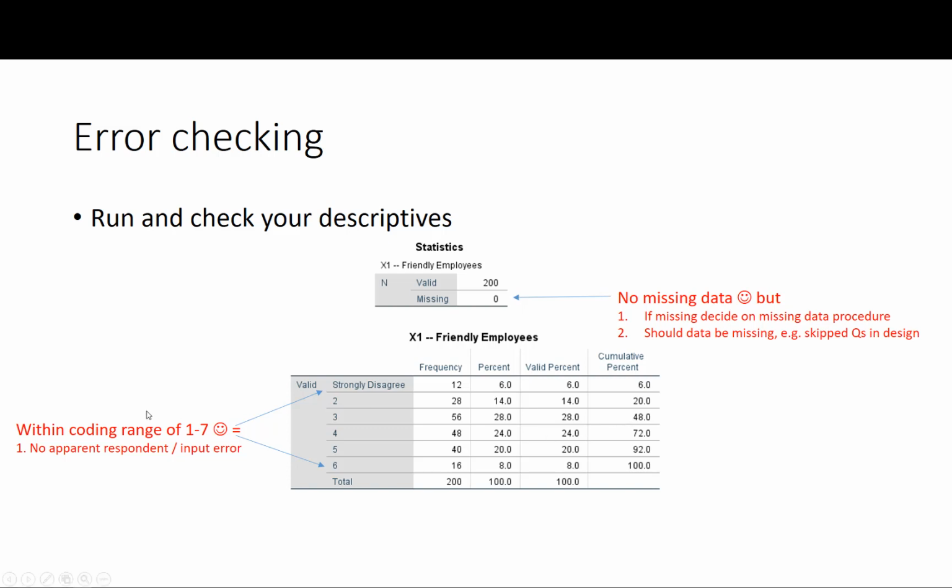The other thing to do in terms of descriptives is to look at your range of responses. If the scale is between 1 and 7, the range of responses should be between 1 and 7. And we see for this item, our response range is between 1 and 6, which falls within the parameters of the scale that was used to measure it, so we don't have any respondent or inputting error here.